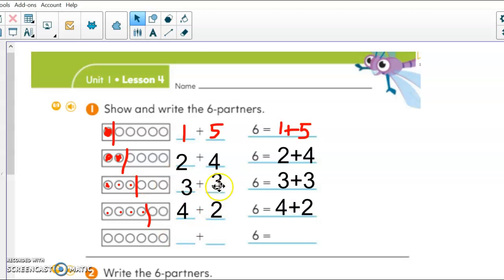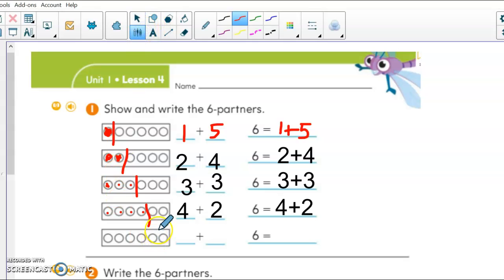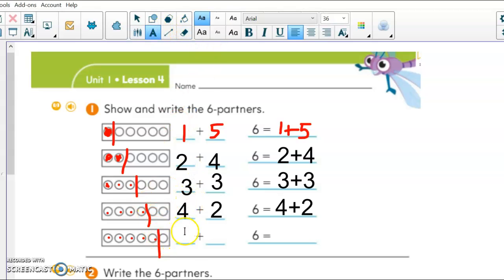All right, last one. And if you're seeing a pattern, you might be able to guess what comes next. We have 1, 2, 3, 4. What do you think might come next? If you said 5, you are correct. We're going to break it apart right here. Color in 1, 2, 3, 4, 5. You might notice this looks like those blue stair steps we've been using. And then we go 5 plus, how many are not colored in? 1. 6 is equal to 5 plus 1.